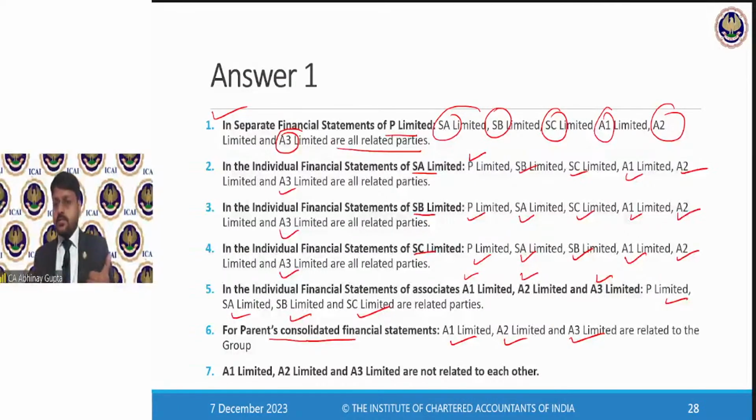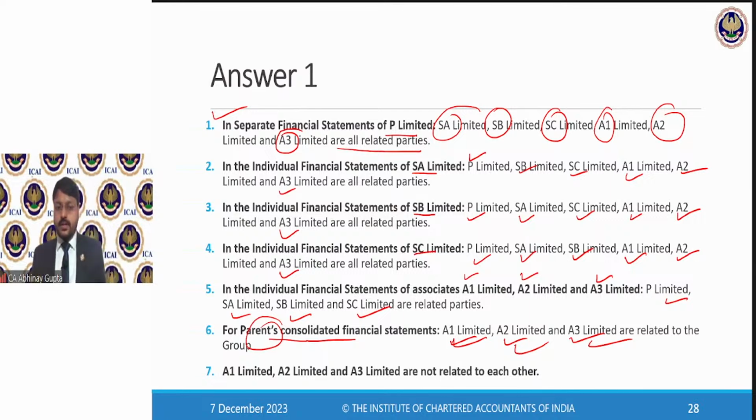Because I mentioned in the beginning of the session that when we prepare the consolidated financial statement, all the subsidiaries are getting consolidated. All the transactions with those subsidiaries and balances with those subsidiaries are eliminated in the consolidated financial statements. Hence, this will represent the parent as well as its subsidiary as a single entity. Hence, subsidiaries are not considered as related parties in the consolidated financial statements. That's why for consolidated financial statements of P, only associates are considered as related parties and only disclosures for associates be made.